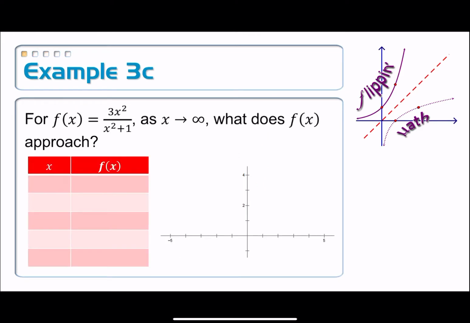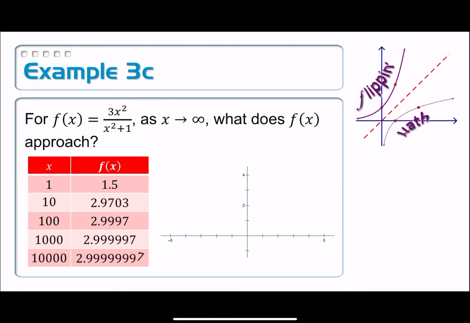So example 3, part C. For f of x equaling 3x squared over x squared plus 1, as x approaches infinity, what does f of x approach this time? So instead of just a polynomial function, we have ourselves a rational function. Things that are associated with rational functions are asymptotes, probably, maybe vertical, maybe horizontal. So we'll do the same thing that we did on the previous ones. We'll look at a table of values, plugging in numbers that are getting increasingly bigger, and see what the f of x values are approaching.